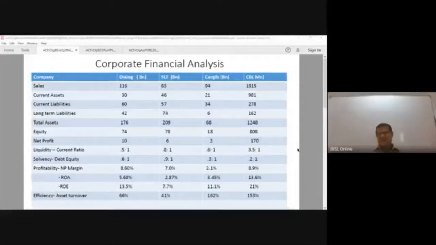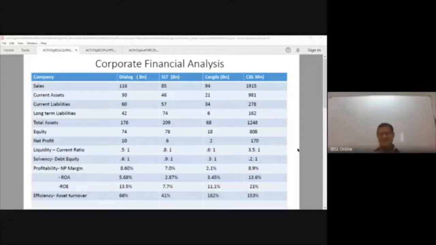Compared to Cargill's, we move on to CBL. You can see their current ratio. Their current liabilities are 278 against 981 of current assets. They sell on credit. They have to carry stocks. As a result, CBL, a manufacturing company, has a cash conversion cycle much longer than any of the three companies we discussed earlier. As a result, they carry large current assets. Current assets mainly include debtors and stocks. So you can see it's 3.5 to 1.